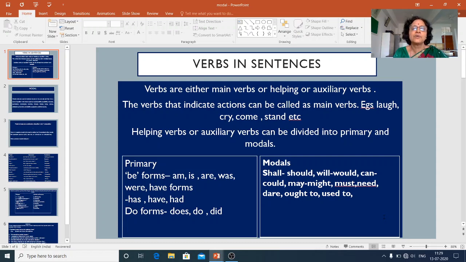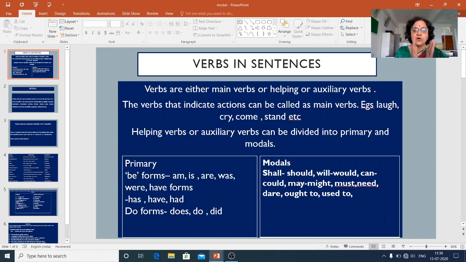I would like to share this PPT with you. Just go through that. It's very simple to understand. Verbs are either main verbs or helping or auxiliary verbs. Verbs that indicate actions can be called main verbs, like jumping, running, laugh, cry, come, stand, etc. They are all action verbs. And helping verbs or auxiliary verbs help the action to take place. He is running. So "is" becomes an auxiliary verb here.